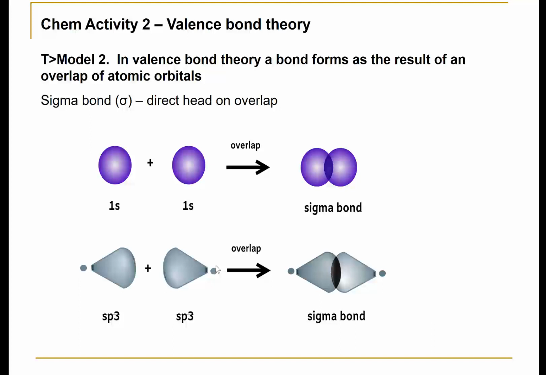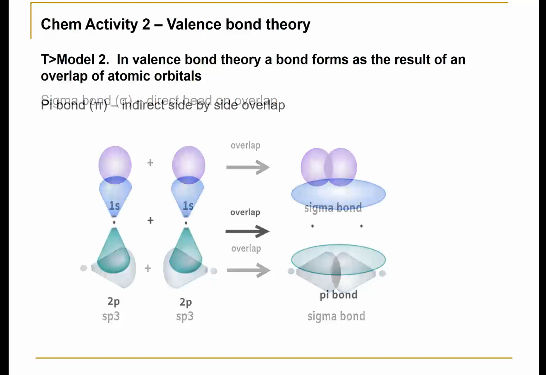You can also see a representation of two sp2 hybrid orbitals overlapping in a similar way. We'll describe momentarily the nature of an sp2 hybrid orbital. So the key idea here is to think of the sigma bond as involving a direct head-on overlap.